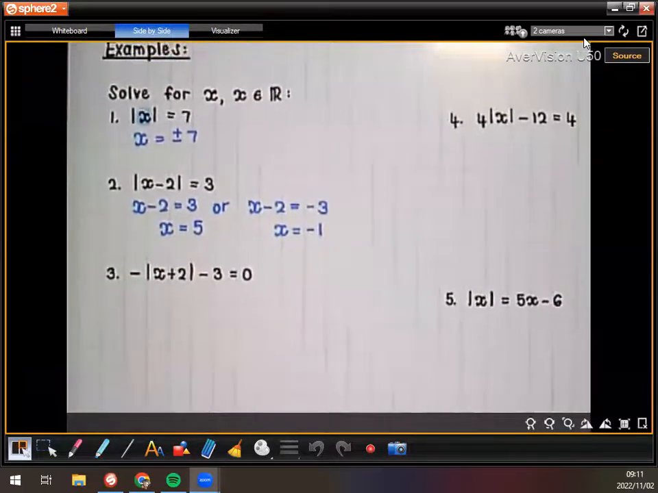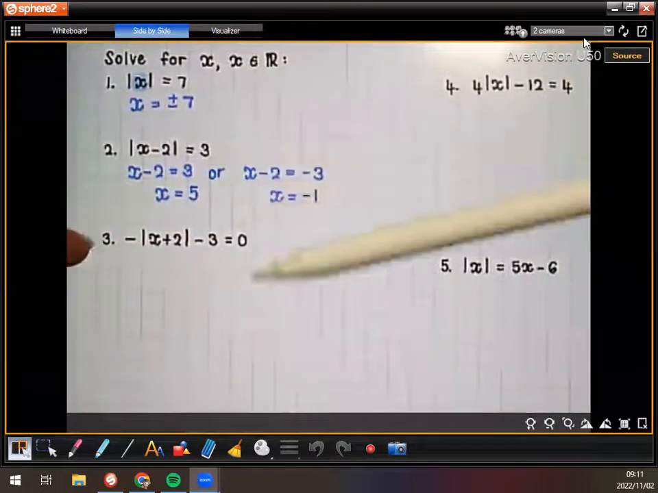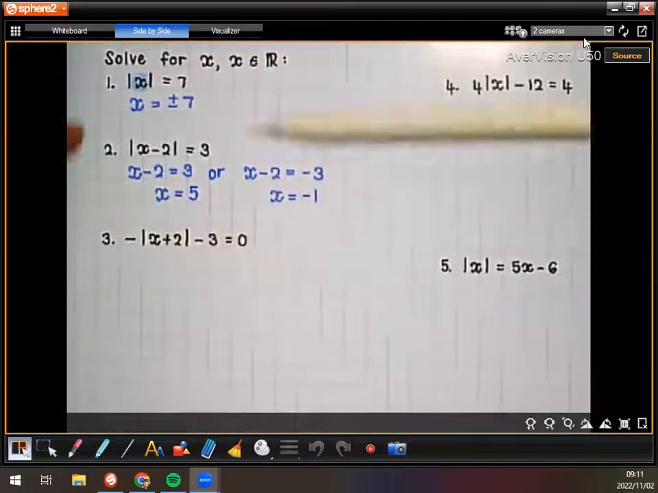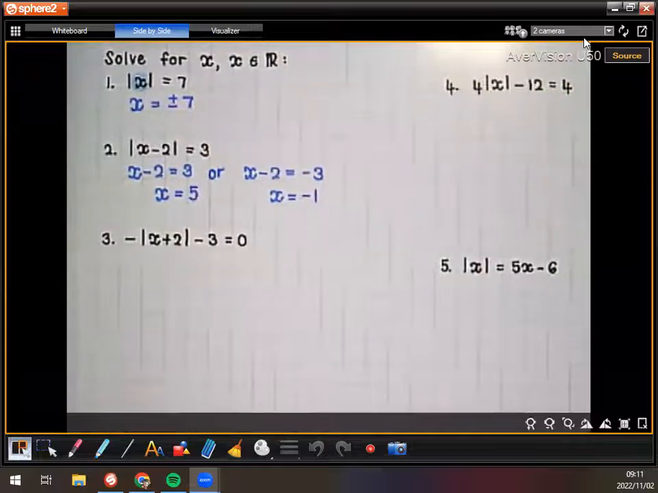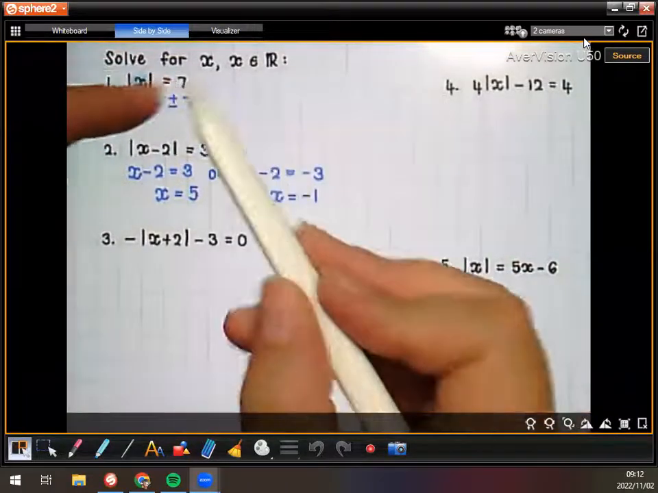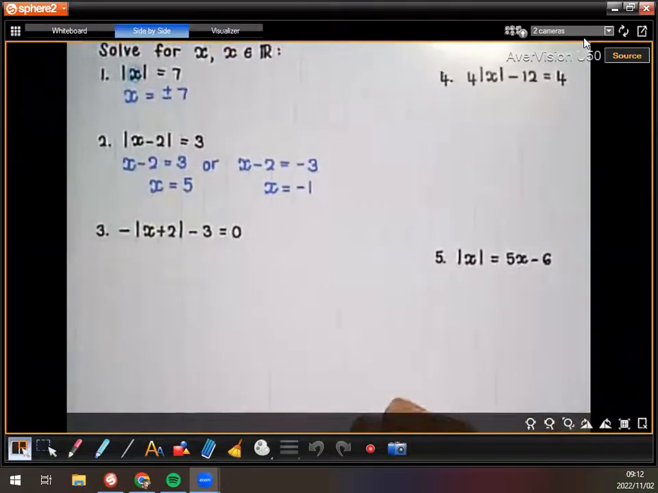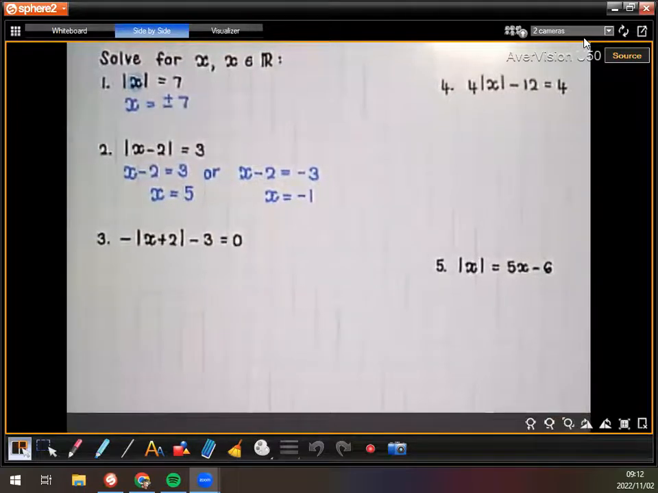All right, now for example 3, there's a bit more going on. I would like you to first write the absolute value equation in this form, so that you just have an absolute value on the one side and everything else on the other side. That's what we had in the first 2 examples. In any absolute value equation, that is what you need to do.